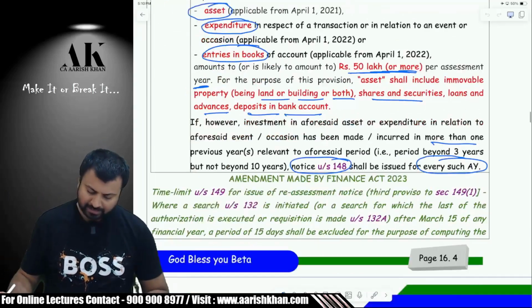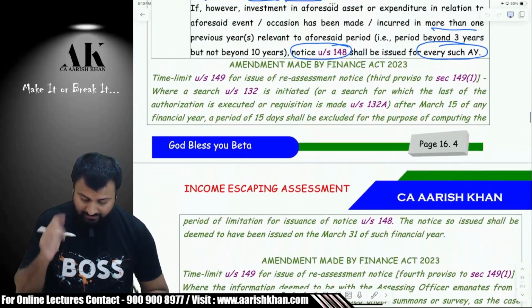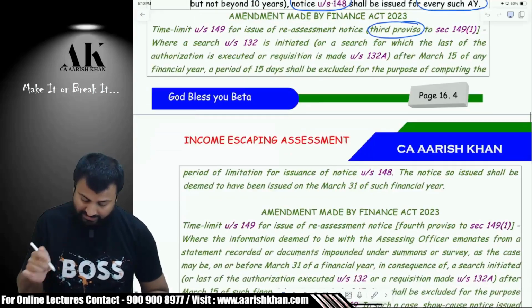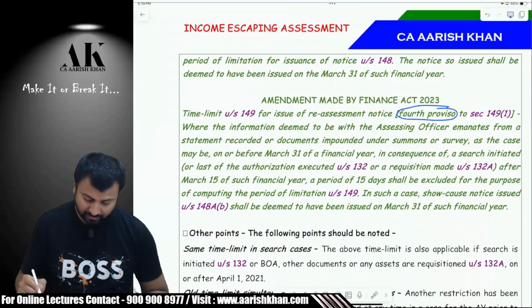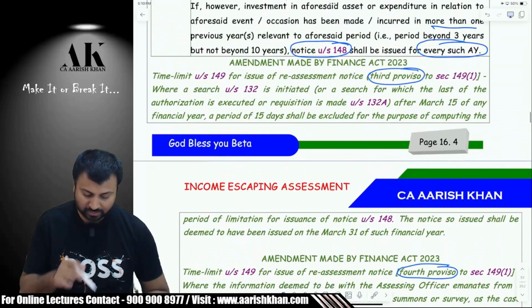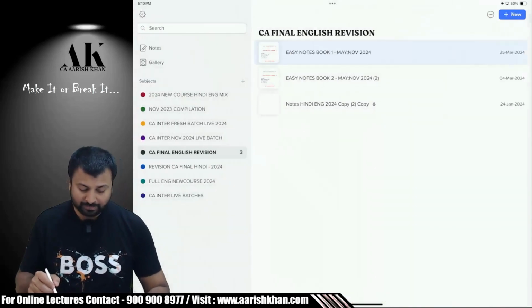Now there are some amendments which are made by Finance Act 2023. One is the third proviso to section 149 and another is the fourth proviso to section 149. I would like to explain both these provisos one by one through an example which I have created over here.